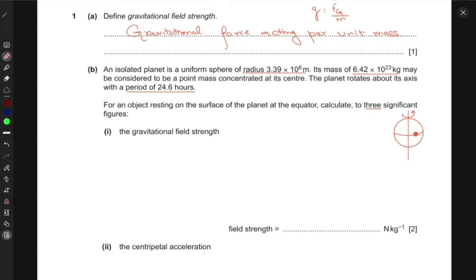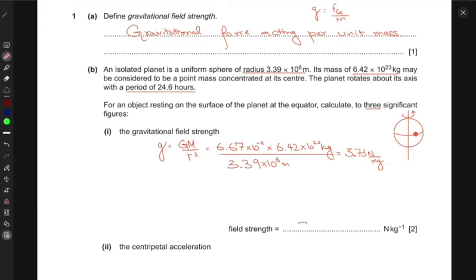So we know that gravitational field strength, g, is given as GM over r squared. Now G is the gravitational constant, which is 6.67 × 10^-11. The mass of the planet is given as 6.42 × 10^23 kilograms. And then you divide it by the square of the radius of the planet, which is the distance from the center to the surface, and it turns out to be 3.39 × 10^6 meters. If you do the math, this gives you about 3.73 newtons per kilogram, which means that the field strength for this planet is 3.73 newtons per kilogram.